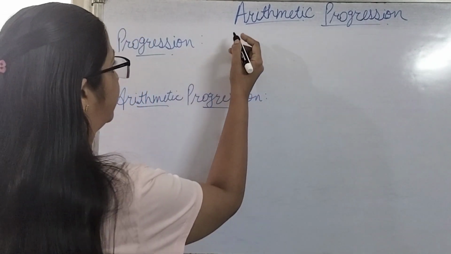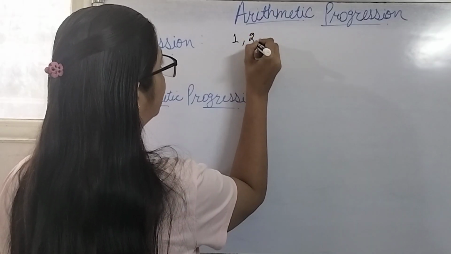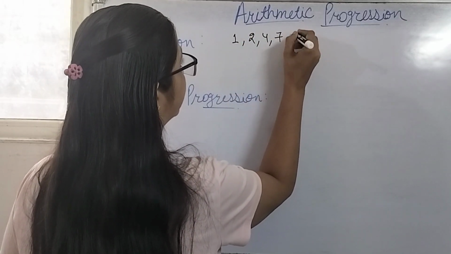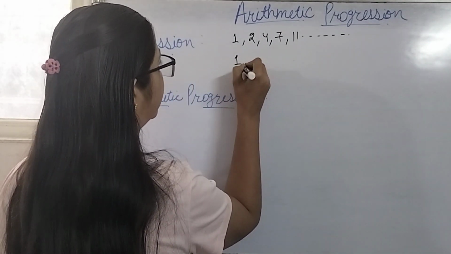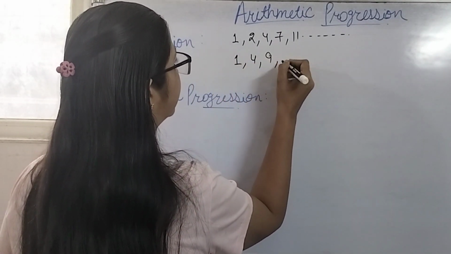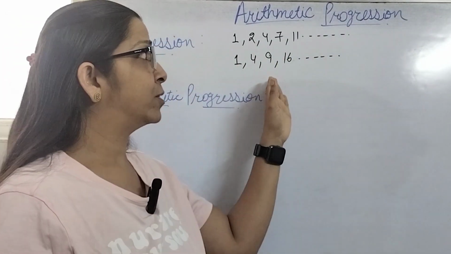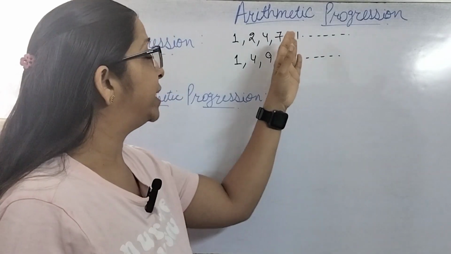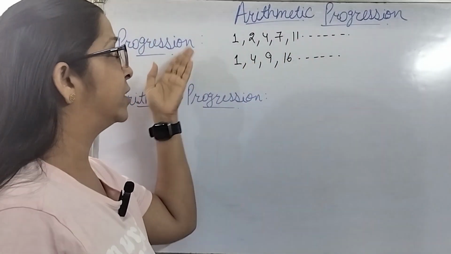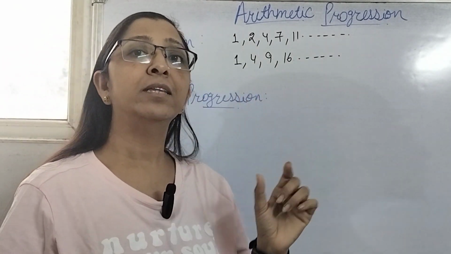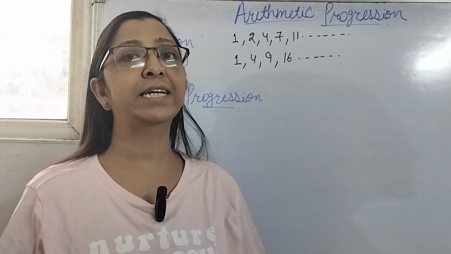Like if we take an example, the sequence 2, 4, 7, 11, like this. Another pattern could be 1, 4, 9, 16. So there are some sequences which are following some pattern. These types of sequences which are following some patterns are known as progressions. In these sequences, there is a pattern by which we can come to know what will be the next term.